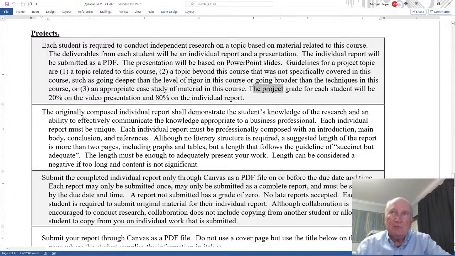The project grade for the student will be 20% on the presentation and 80% on the individual report. I'm getting to the video presentation in a minute, but the presentation is in class.